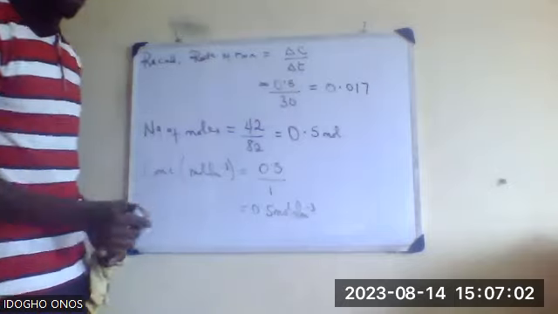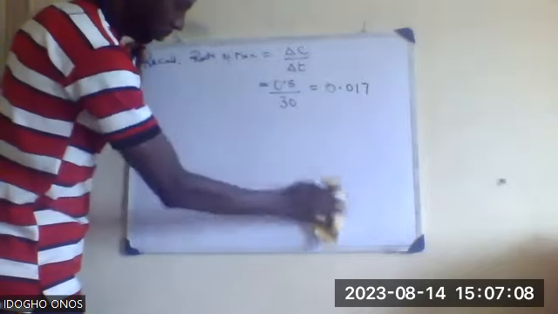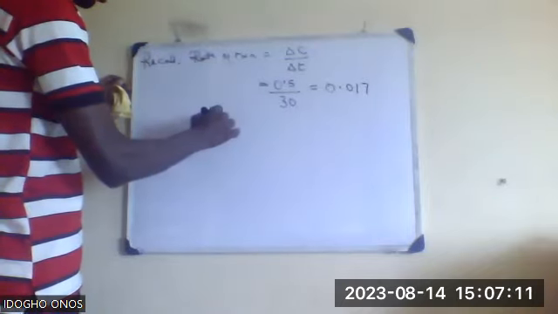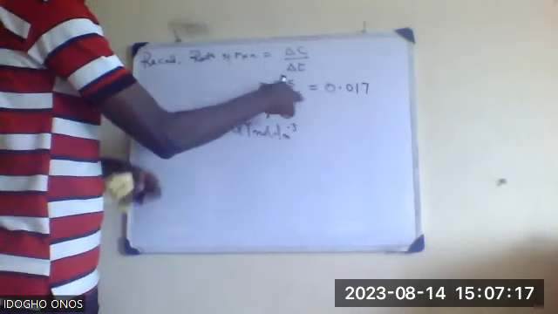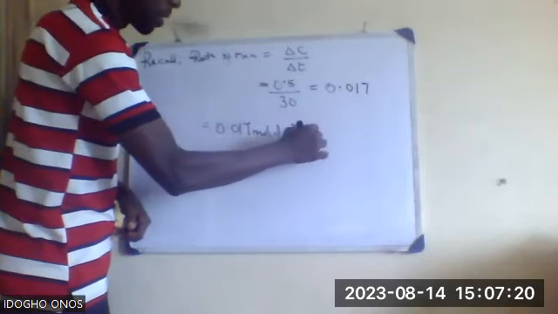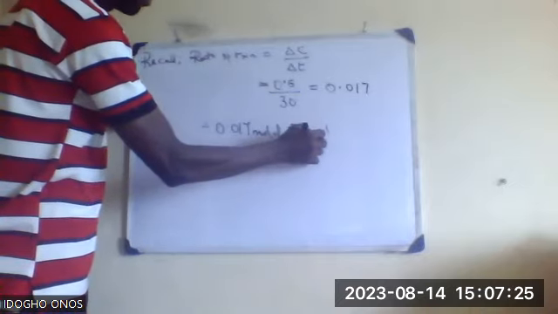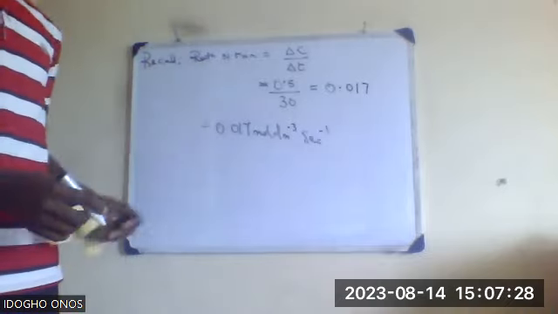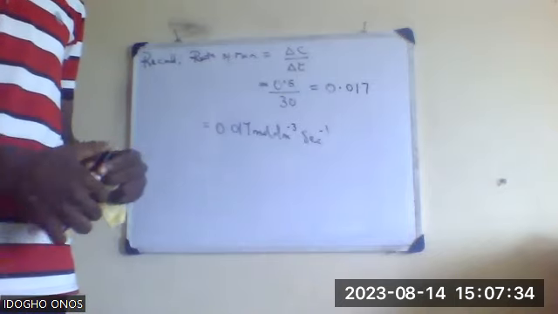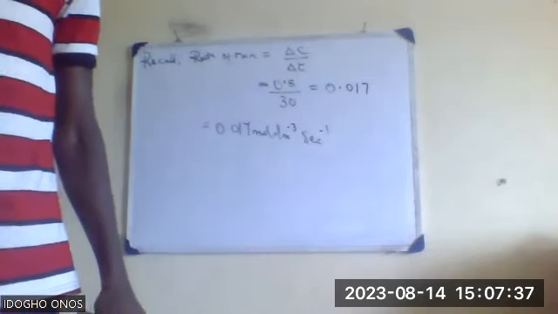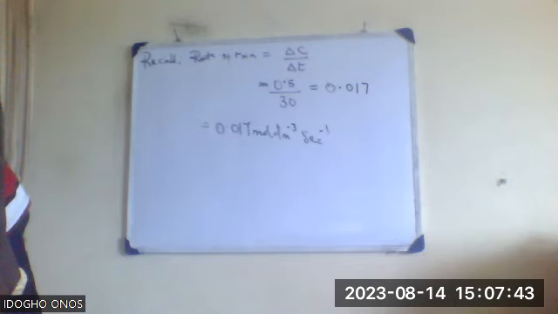What is the unit for concentration? Mole per dm cube. So my final answer is 0.017 mole dm cube, divided by time, which was in seconds, so per second. So this is the unit for the answer. The answer is 0.017 mole per dm cube per second. Any question? No. Okay, thank you very much.